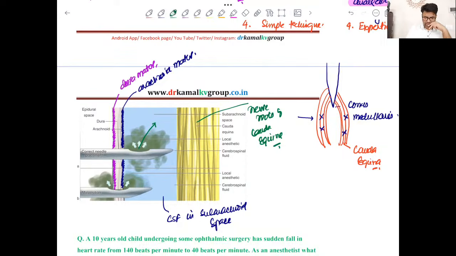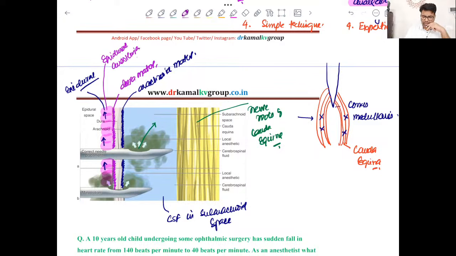And yes, of course, if we inject the drug here, this is the epidural anesthesia. So this becomes epidural, because we are not puncturing the dura mater, we are just depositing the drug above the dura mater. So this is all epidural. Clear? So this is epidural anesthesia.